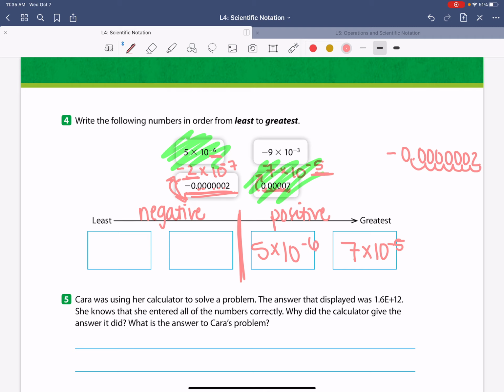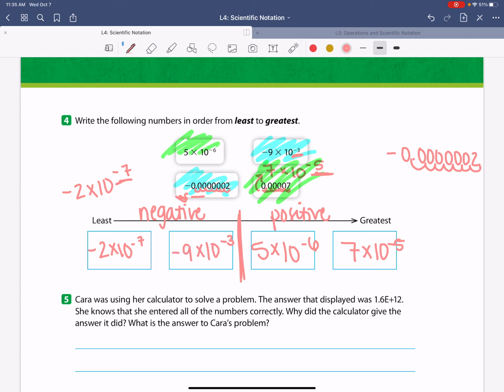Then I'm going to look at, and I'm going to erase some of this stuff because it's a little confusing to look at. Okay. Then I'm going to look at my negatives. I have -9 times 10 to the -3rd, and I have -2 times 10 to the 1, 2, 3, 4, 5, 6, 7. So the -7. I know the -7 is smaller than -3, so this will be my smallest one: -2 times 10 to the -7, and then -9 times 10 to the -3rd.